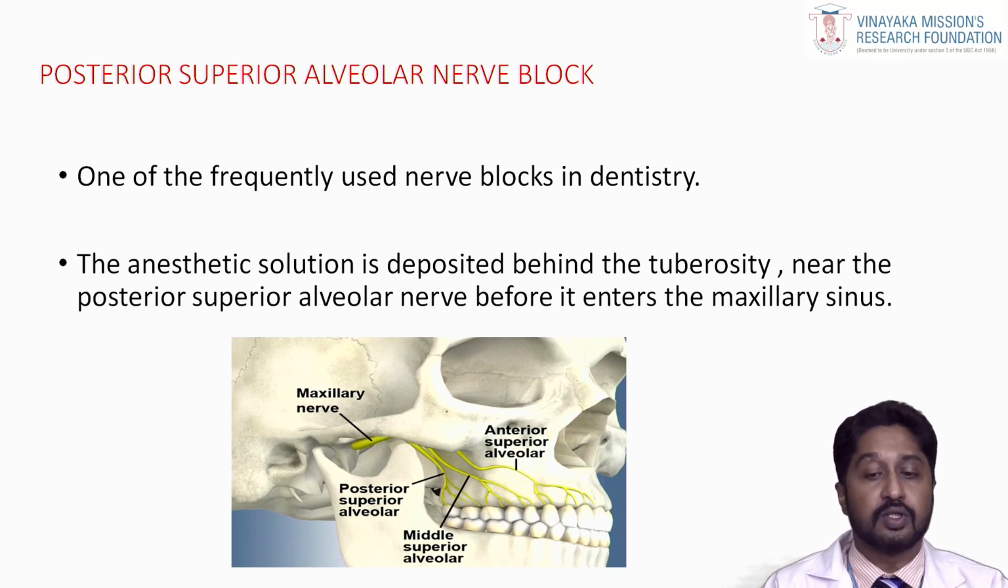It is one of the frequently used nerve blocks in dentistry. The anesthetic solution is deposited behind the tuberosity near the posterior superior alveolar nerve before it enters the maxillary sinus. Here you can see the maxillary nerve which is coming down, and you can see the posterior superior nerve also there. So the nerve block will be exactly on that particular area.